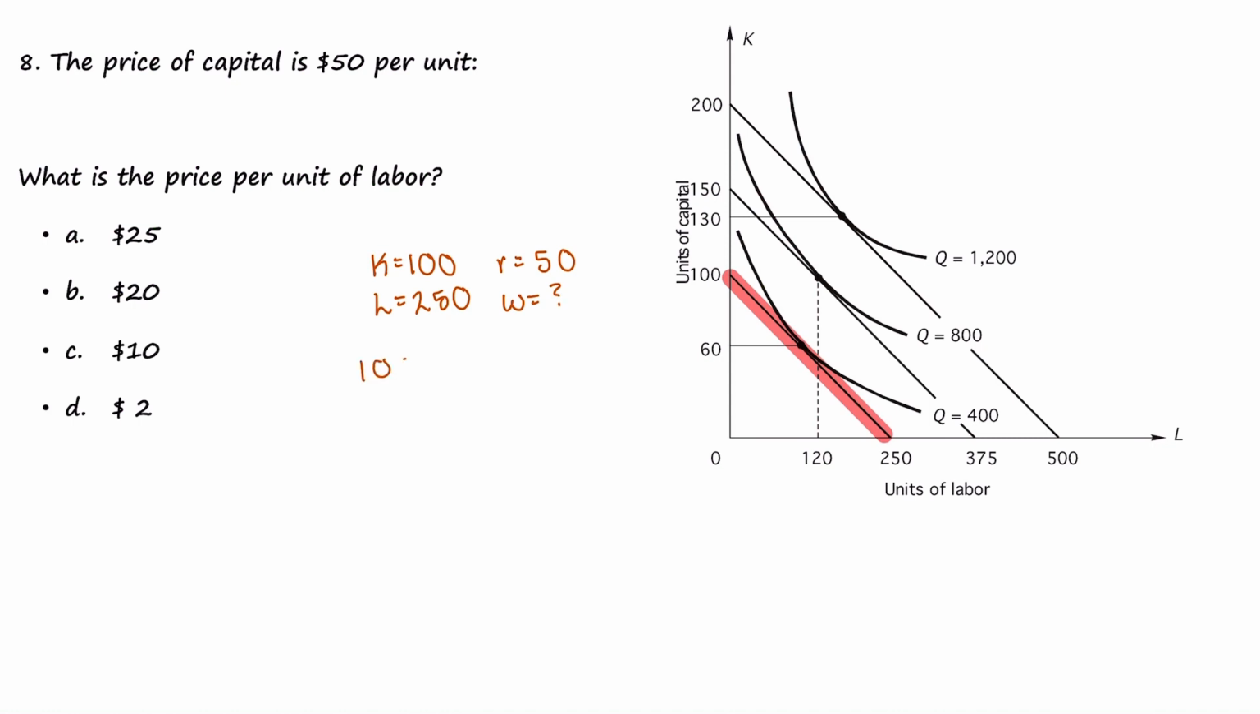So 100 times 50 equals 250 times W. 100 times 50 is 5,000. 250 times W is 250 W. Divide by 250. And we get $20 equals W.